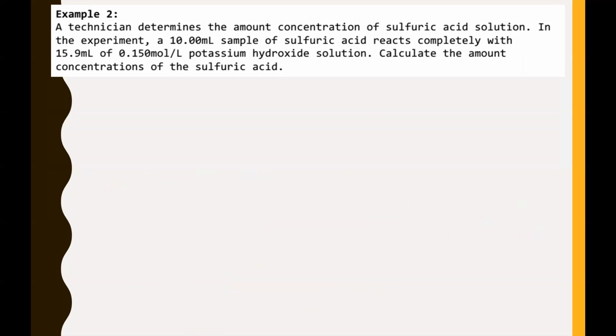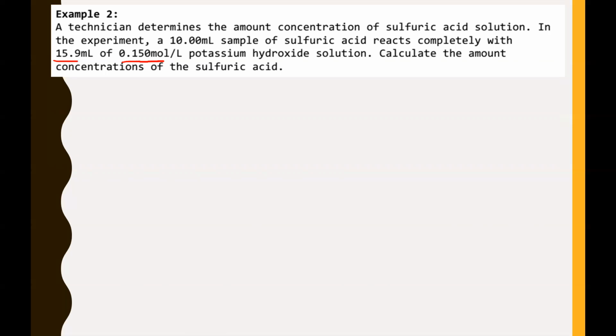Example 2, this one is comparable to that last one we just did. A technician determines the amount concentration of sulfuric acid solution. In the experiment, a 10 milliliter sample of sulfuric acid reacts completely with 15.9 milliliters of this much moles per liter potassium hydroxide solution. Calculate the amount concentrations of the sulfuric acid. Because this is basically the same thing as the last question, I actually want you guys to pause the video here, see if you can get this one on your own, because it's great practice, and then we'll go over it in just a second.